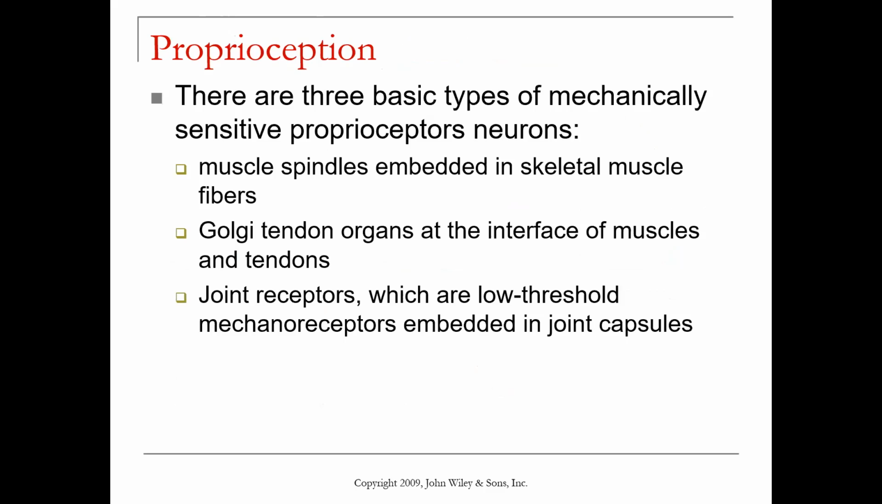Now there are three types of proprioceptors. There are muscle spindles found in skeletal muscle cells. There are Golgi tendon organs, nothing to do with the Golgi apparatus, right at the point where a muscle and a tendon come together. And you have joint receptors found in the capsules of the joints, like in the synovial capsules. That's where your joint receptors are located.